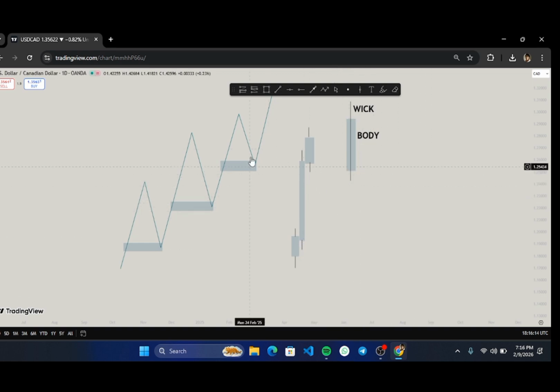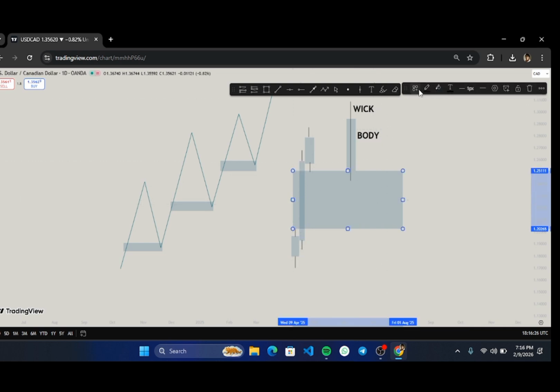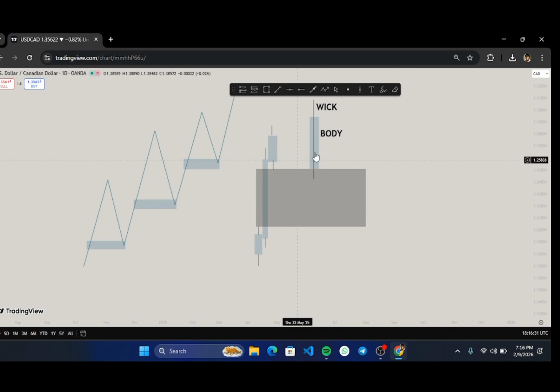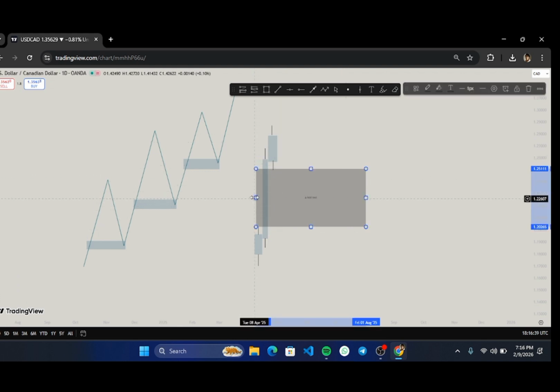Now, what do I mean by a demand zone? I classify my demand zone as identified when the market leaves a big gap. Now, this gap between these two candle wicks, let's change the color. Now, I'm deleting this. This gap between these two candle wicks is going to be called a fair value gap.